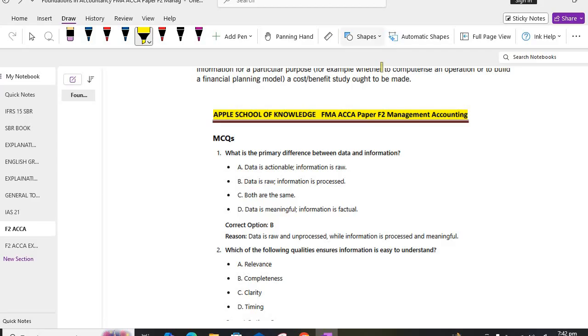Okay, MCQ number one: what is the primary difference between data and information? The options are: data is actionable, information is raw; data is raw, information is processed; both are the same; data is meaningful, information is factual. So option B is the correct one, because data is raw fact and information is the processed data. Data is raw and unprocessed, while information is processed and meaningful.